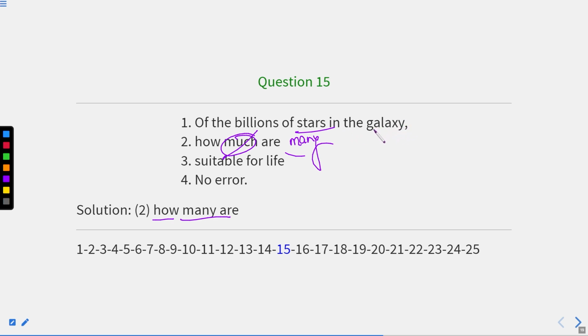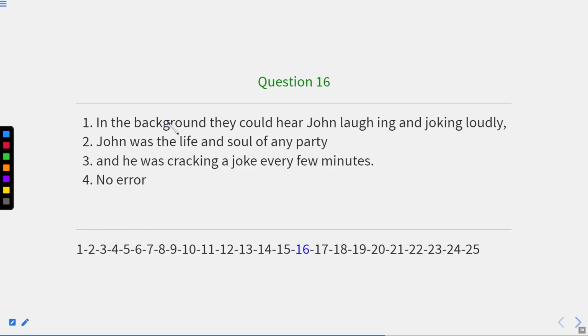Okay, now let us move to the next question. That is question number 16. In the background, they could hear John laughing and joking loudly. John was the life and soul of any party, and he was cracking a joke every few minutes. So as I told you before as well, that it should be the party, because we are talking about the particular party. So here the error will be in part 2, that is the party will be the correct answer.